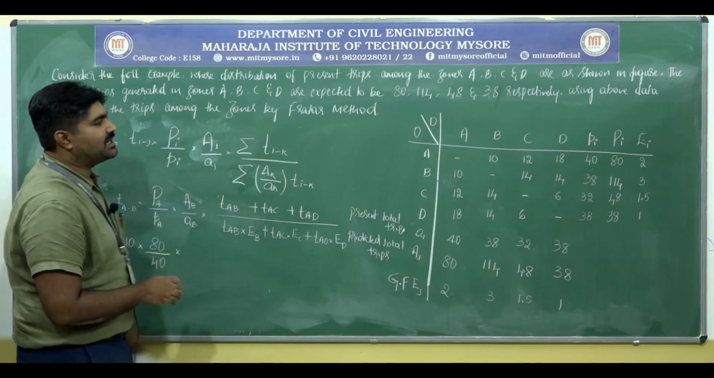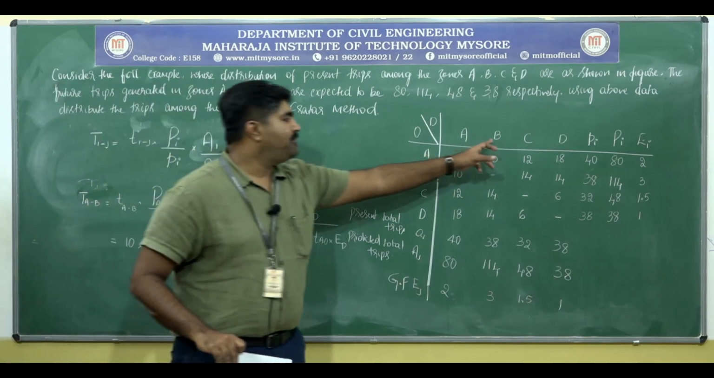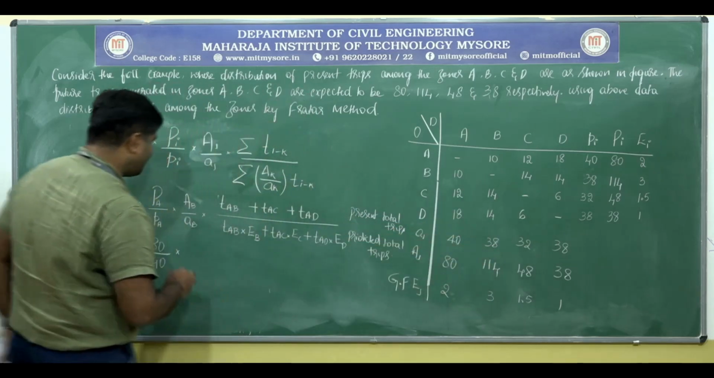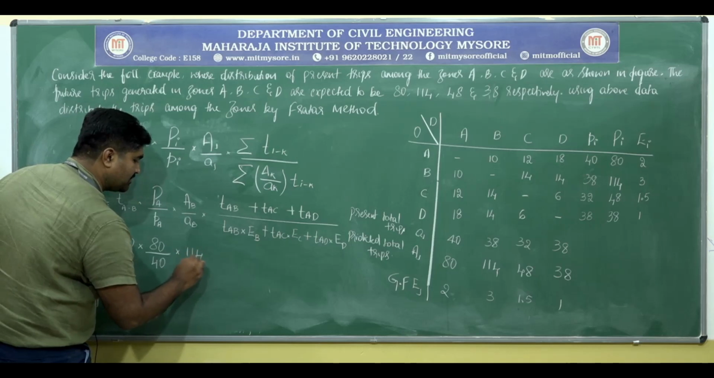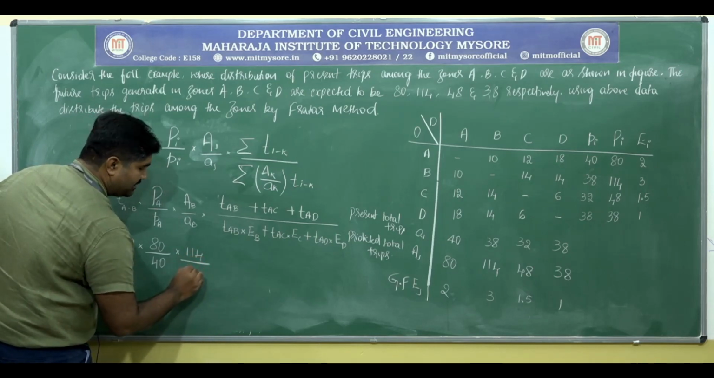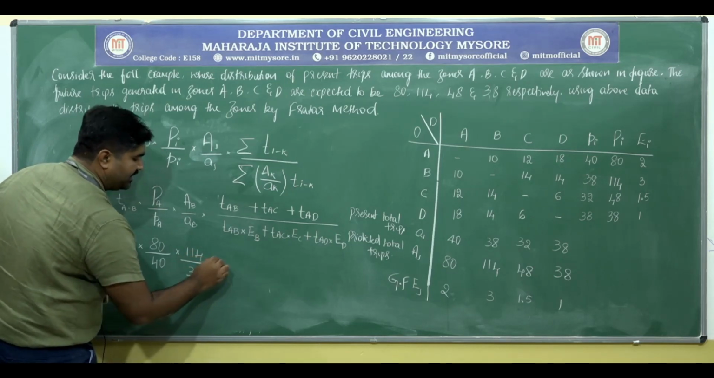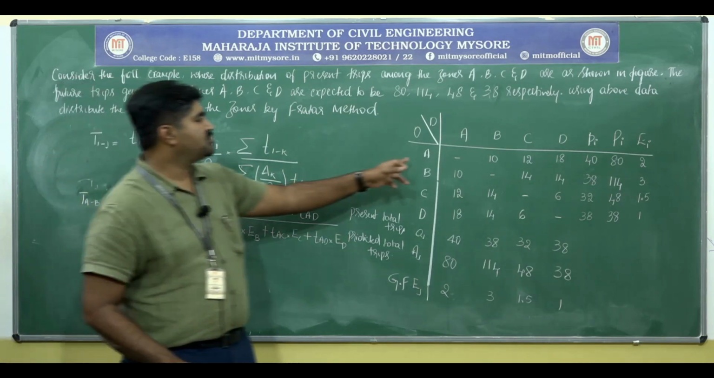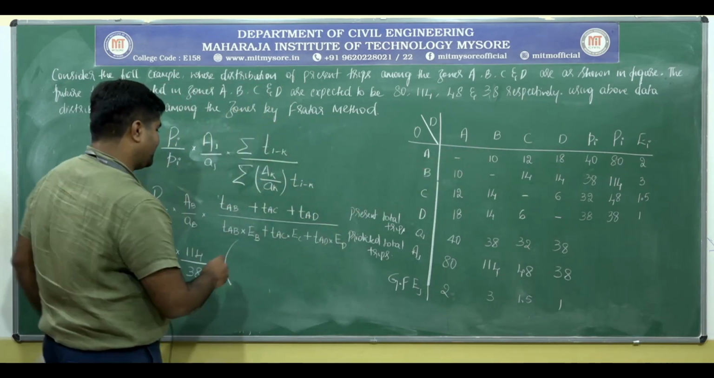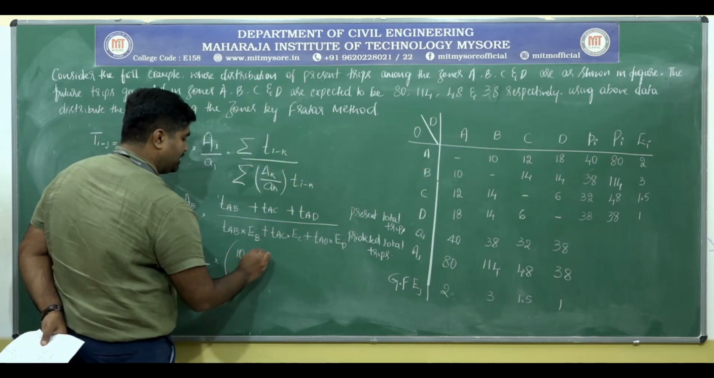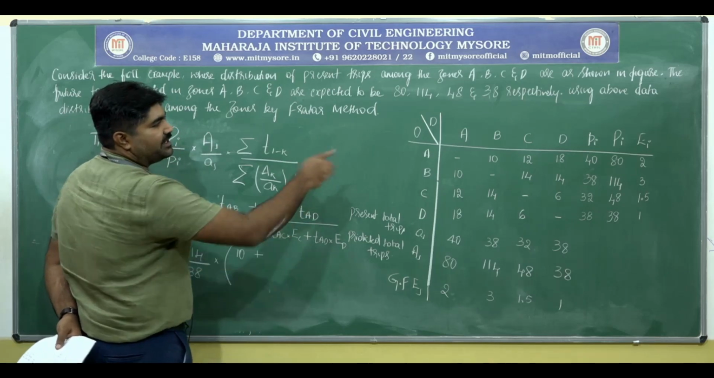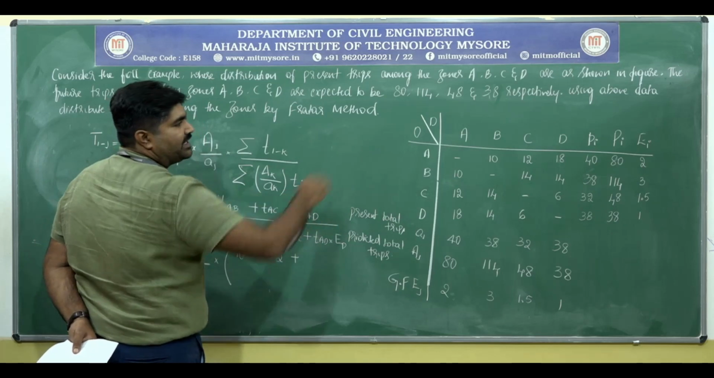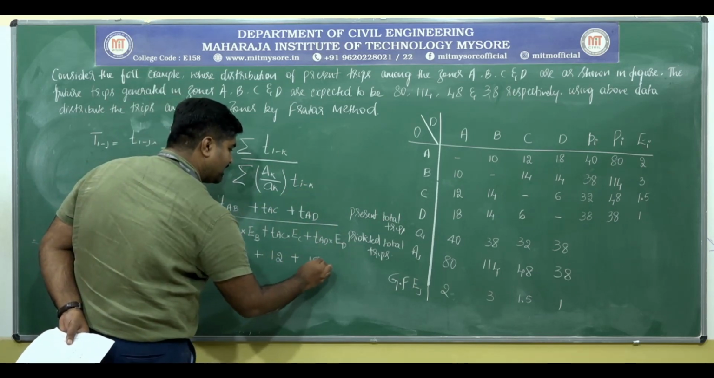Into, see, the trips are attracted towards B. Capital A J, small a j, 114 divided by 38, into T A to B, the trips between A to B, it is 10. Trips between A to C, it is 12. Trips between A to D, it is 18.